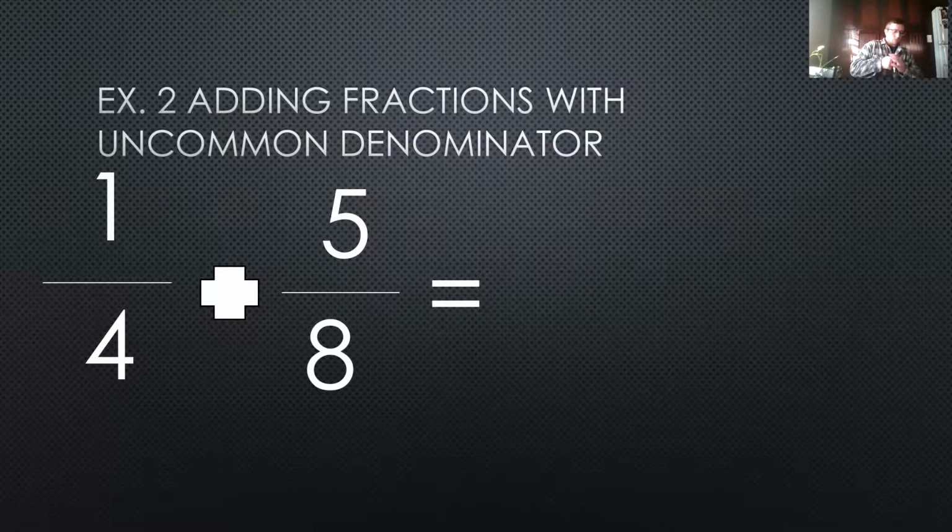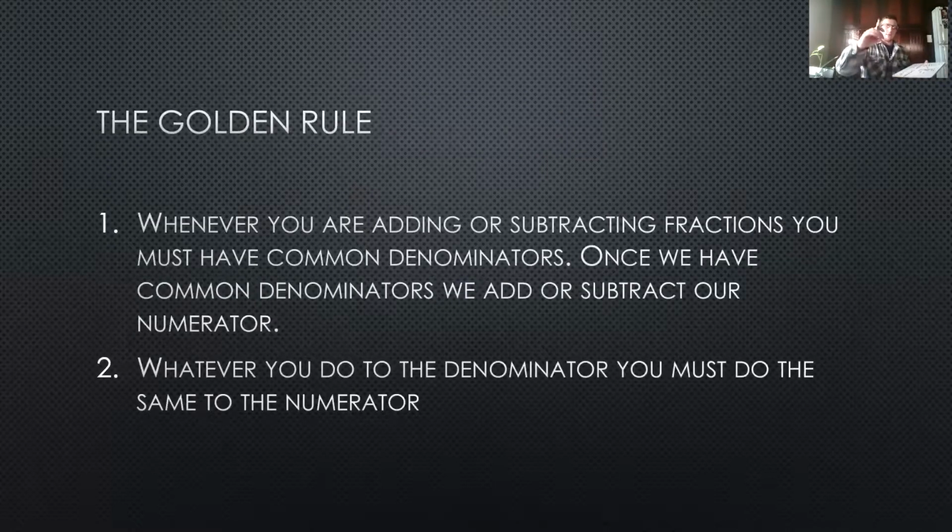So we get set up. We know we have to multiply by 2 to our denominator to get 8. Now let's look at that rule again. Whatever you do to the denominator, you must do the same to the numerator. So if we multiply 2 to our 4, we have to multiply 2 to our 1, which is in our numerator. What we do to the bottom, we must do to the top. So we get set up like this.